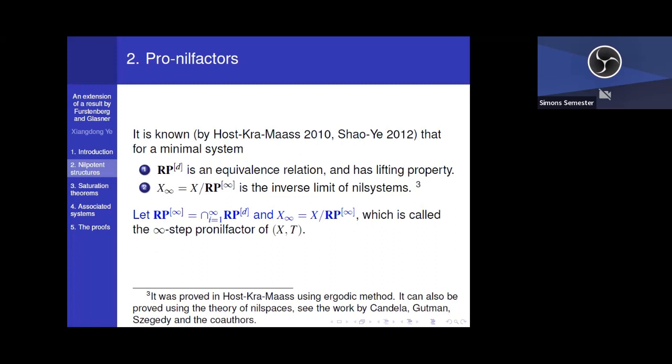Also, it can be lifted. If you have a factor map and a pair below, you can find a pair above, and it can be projected down. Also, the deeper result is that X_infinity is an inverse limit of nil systems. If you let the regionally proximal relation of infinite order be the intersection, then you will see this is the infinite step nil system, of course. This result was proved by Host, Kra, Maass using the ergodic method, but it can be proved by other methods.